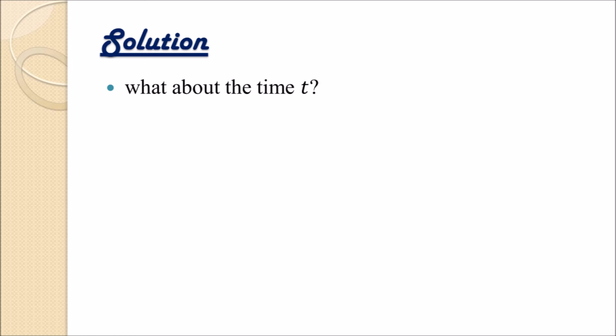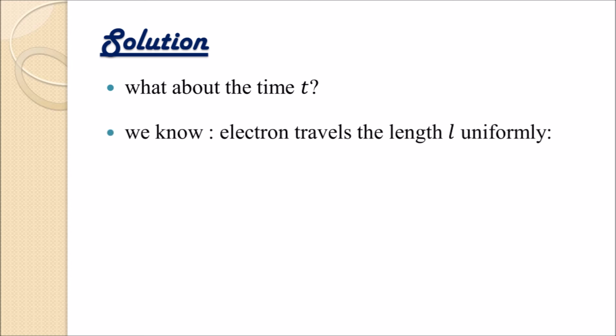How can we get this one? Well, we know already that the electron travels the length of the capacitor uniformly at a constant velocity. But wait, a constant velocity is always really easy to calculate, because an object that travels at a constant velocity can be calculated as the change in distance divided by the change in time. So it's always distance over time. And in our case, it means that we have Vx equals L, the length, divided by time t.